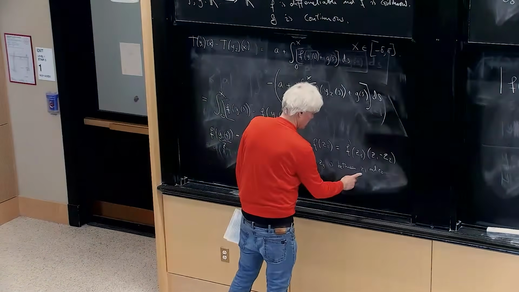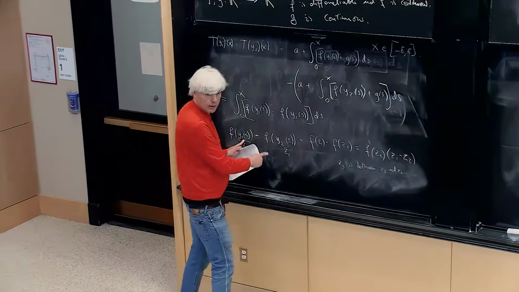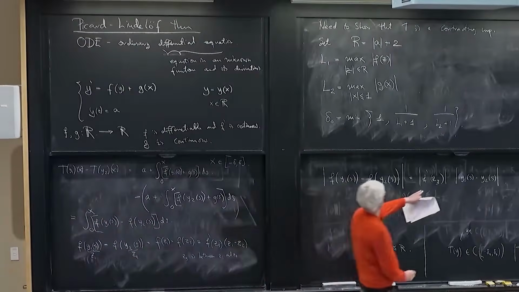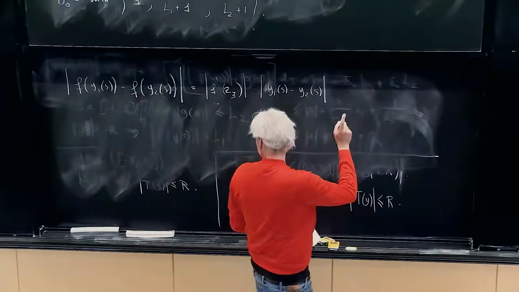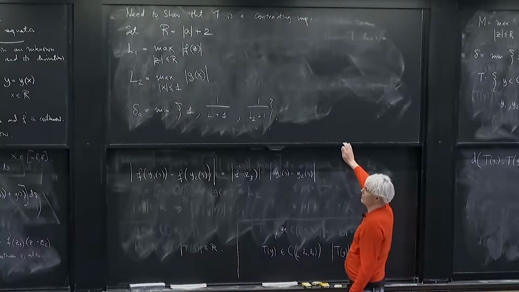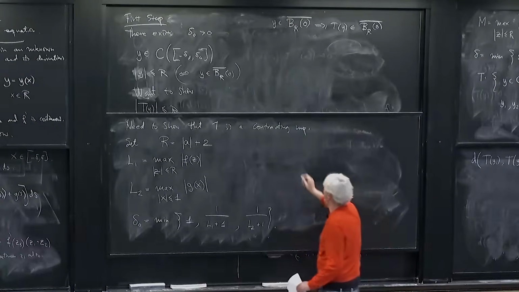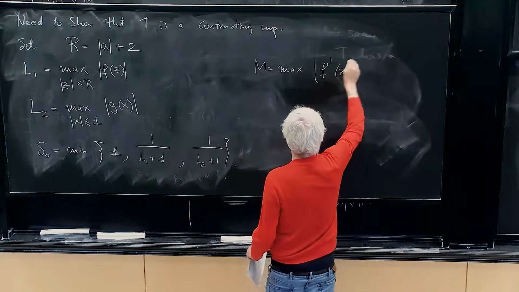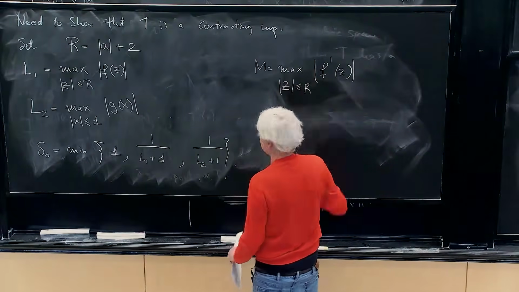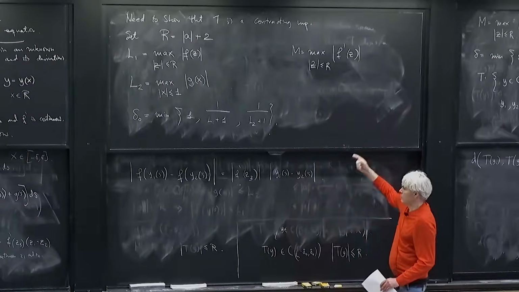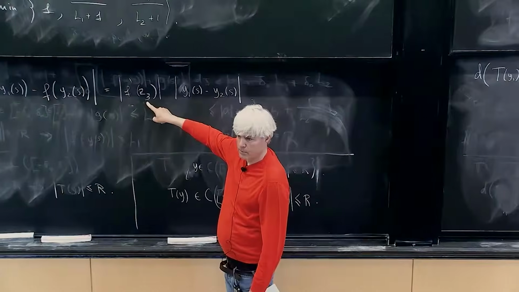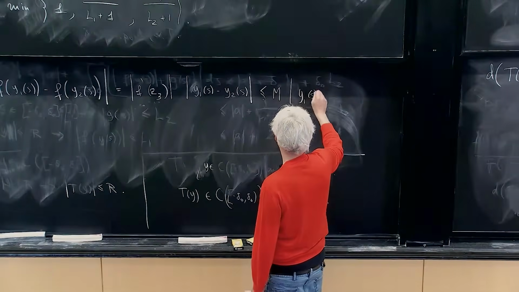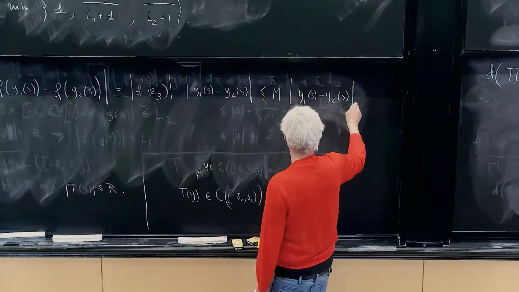But both of these points, both this one and that one, have norm less than R. Now, the way that M was defined, and it should have been on the same board, M was defined to be the maximum of f prime of z, where z was less than or equal to R. So you see that this derivative is bounded by M. So this thing here is less than M times y1 of s minus y2 of s.